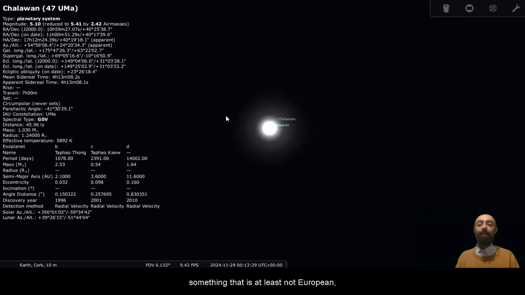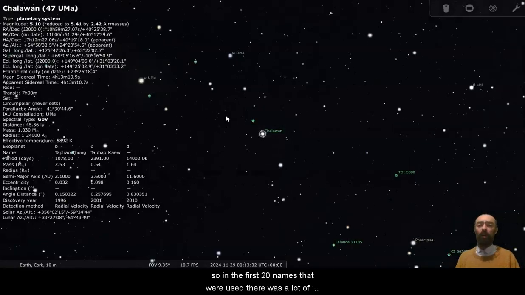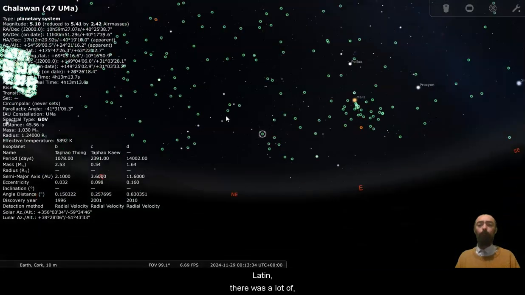In the first 20 names that were used, there was a lot of Latin. There was a lot of modern languages, the languages that have traditionally dominated science in the West. There is a push to start using more languages, more diverse languages, endangered languages, native languages that maybe have fallen out of favor because more international languages are considered more prestigious. Either way, even as far back as 2015, the International Astronomical Union was using these other names. In the first round of 20, there were at least a couple of them.